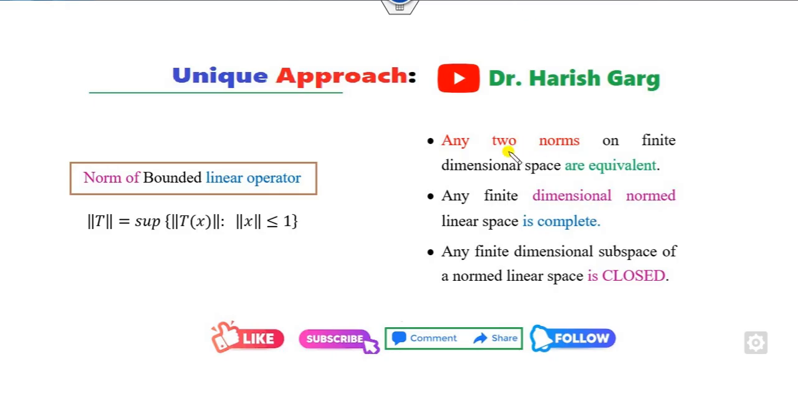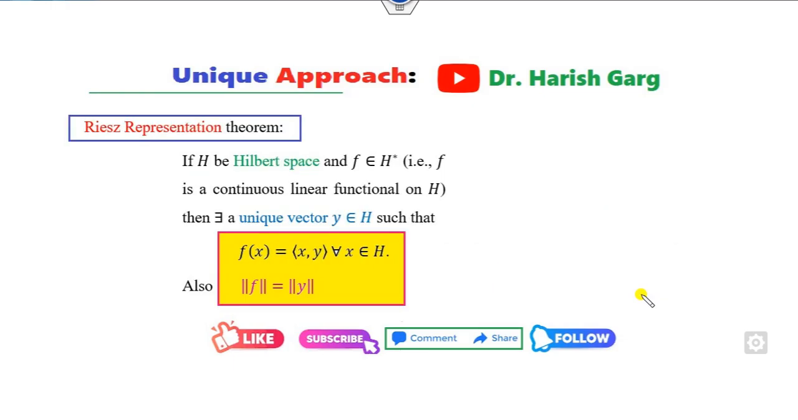Another remark for you: if you have two different norms, both are equivalent provided your space is finite dimensional. And a finite dimensional space is always complete, and any finite dimensional normed linear space is always closed.